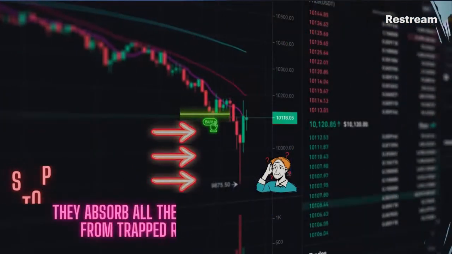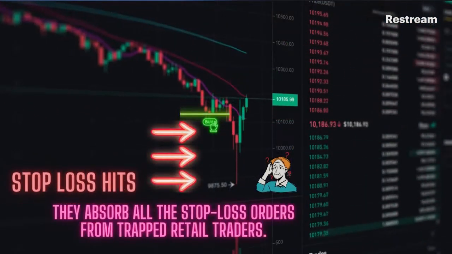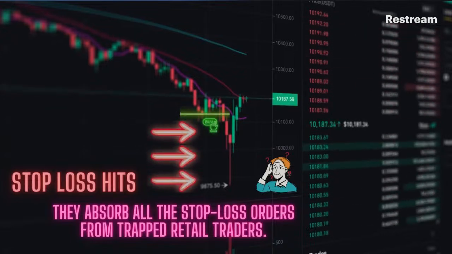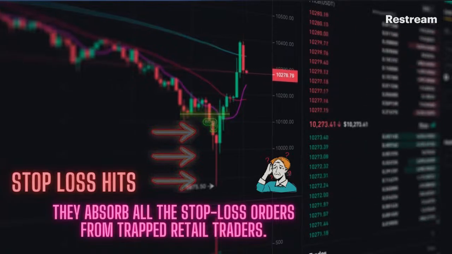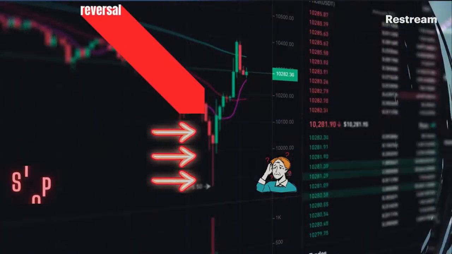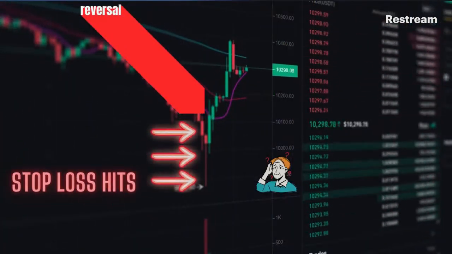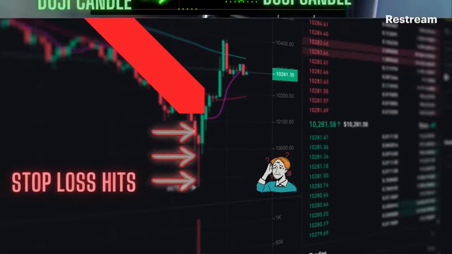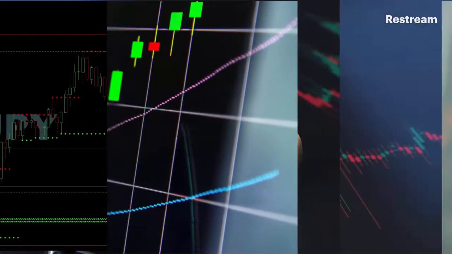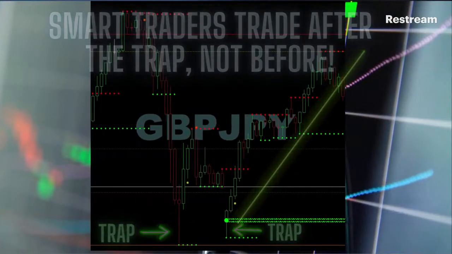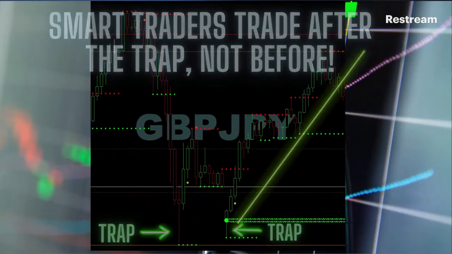They push price just beyond the support or resistance level, triggering breakout traders. They absorb all the stop loss orders from trapped retail traders. They reverse the price back in the real direction. Solution? Wait for a confirmation candle before entering a trade. A fake breakout usually has a long wick followed by a strong reversal candle. Smart traders trade after the trap, not before.